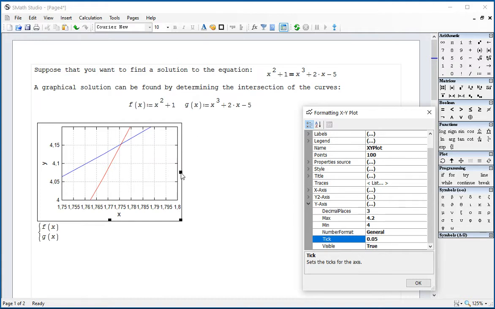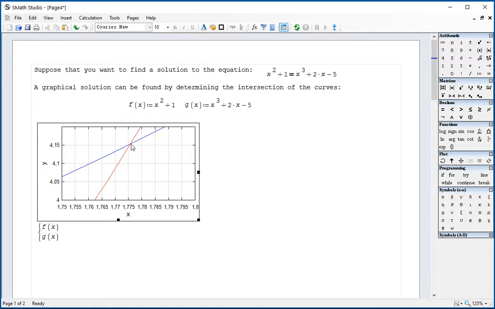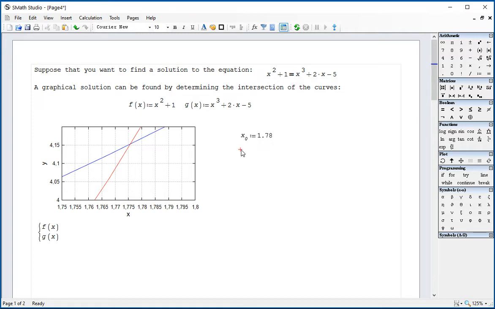I'm going to spread this out a little bit. So obviously I'm seeing a solution there around 1.78, I would say, and in y it's going to be 4.16. So let's assume that my solution, which I'm going to call x0, is 1.78. To verify that, I calculate f of x0, 4.16, and g of x0, 4.19.